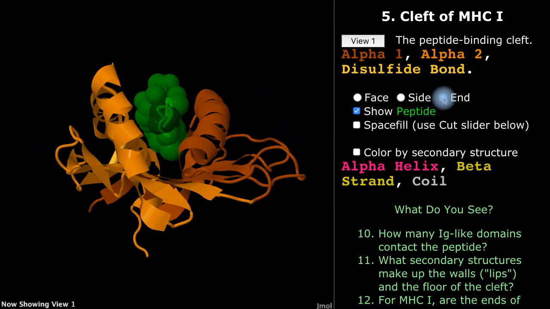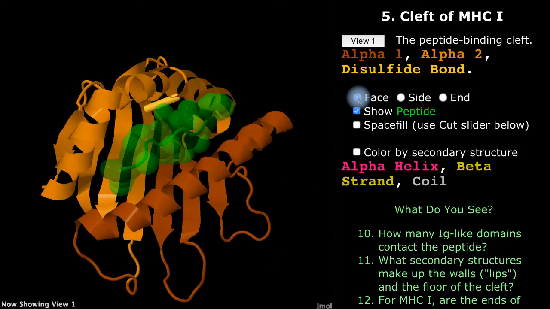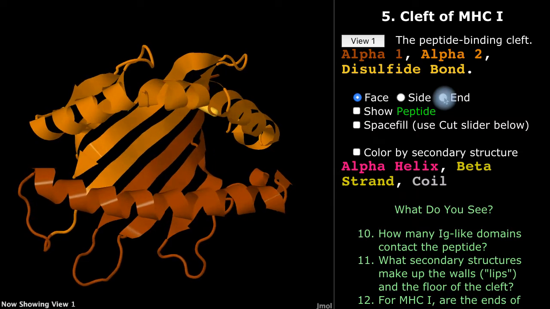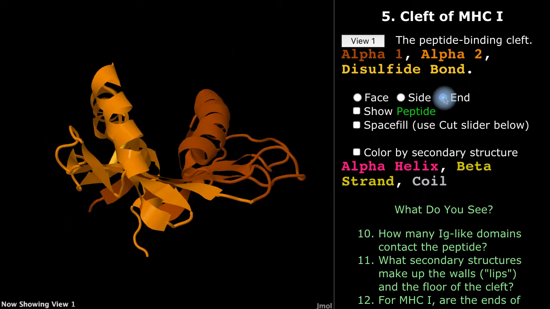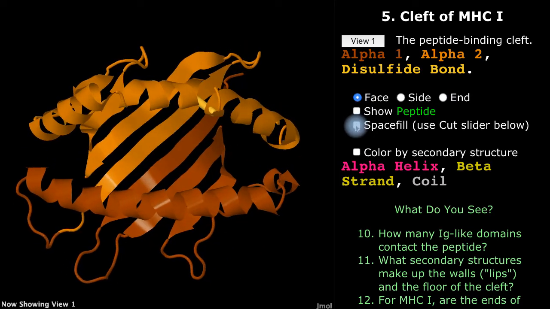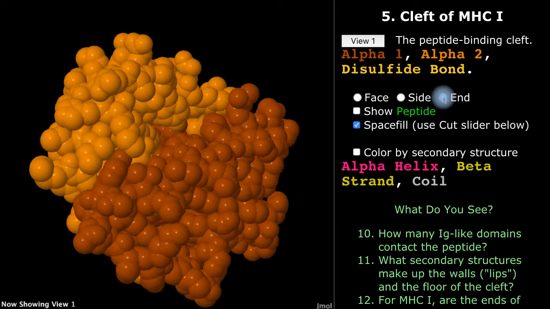With the MHC cleft shown as a backbone cartoon ribbon representation, the ends of the cleft appear to be open, but as you'll see, they are not. They're actually closed around the ends of the peptide. Here is where you can see that the ends of the cleft are closed.